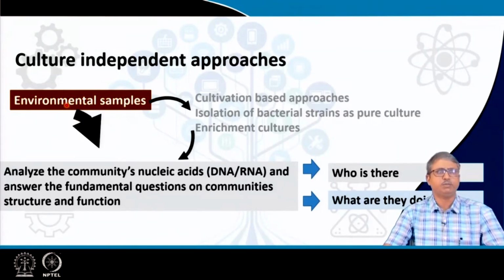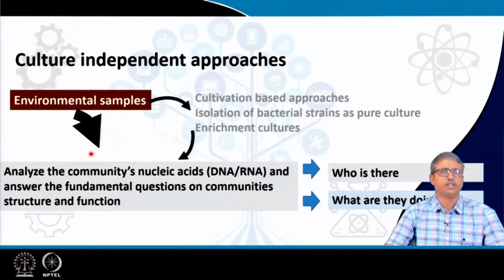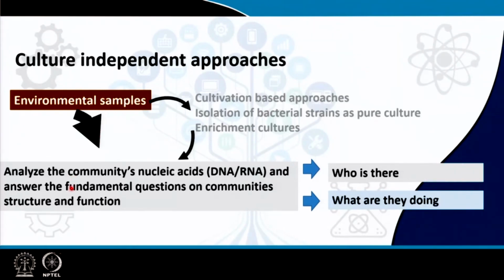So, we take the environmental sample and try to extract the community DNA or community RNA, that is called the total DNA or total RNA from the sample. And then analyze that in order to get the answers to the fundamental questions that we ask on the community structure and community function. Like the questions can be converged into two very simple questions, that is, who is there and what are they doing.